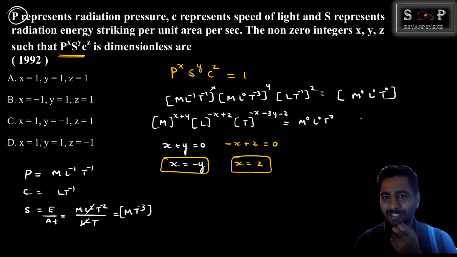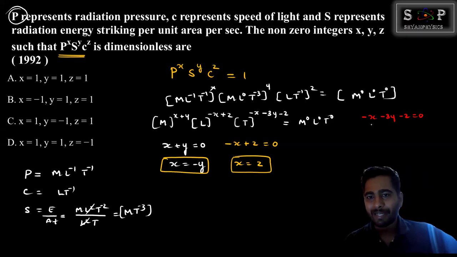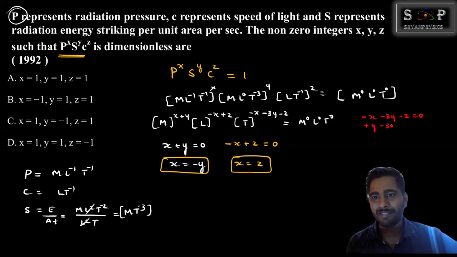Third one, what it is actually, minus x minus 3y minus z is equal to 0. We'll do one thing. We'll write all this in terms of x and y. Then maybe we'll get the answer. For example, here minus x means x value minus y. Minus into minus plus y minus 3y, and then minus z is equal to 0. Now do one thing, y minus 3y is minus 2y.